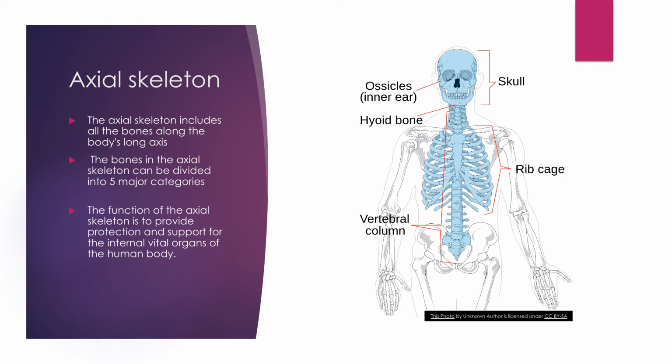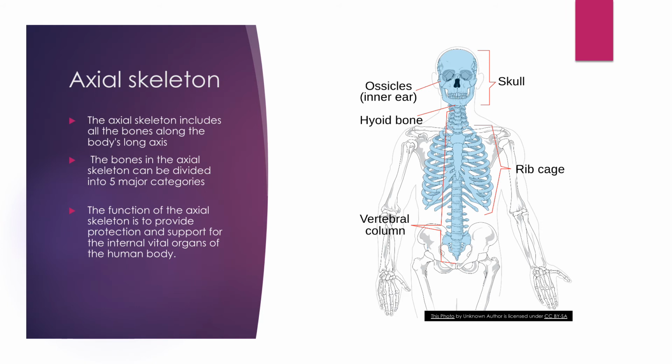2. Middle ear bones, which contain 6 bones; 3. Hyoid, which contains 1 bone; 4. The vertebral column, which contains 26 bones; and 5. The thoracic cage, which contains 25 bones. So in total, the axial skeleton is made up of 80 bones in our human body.